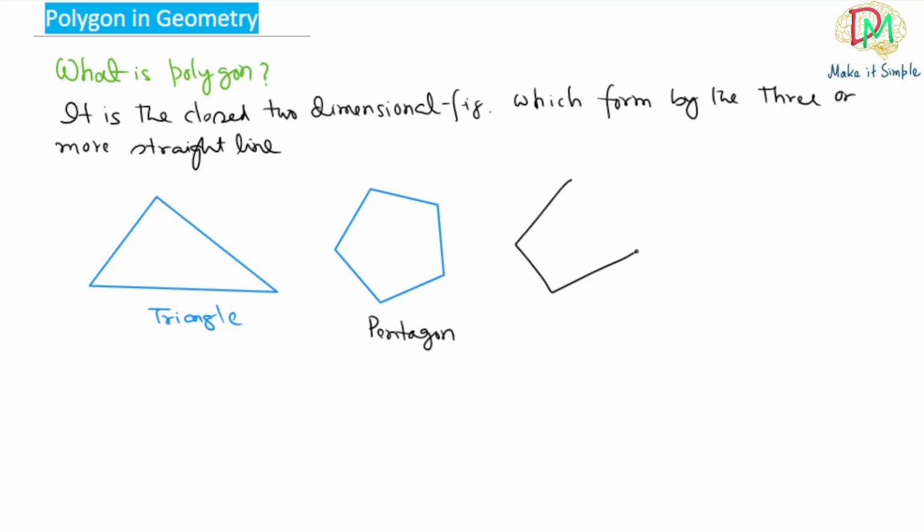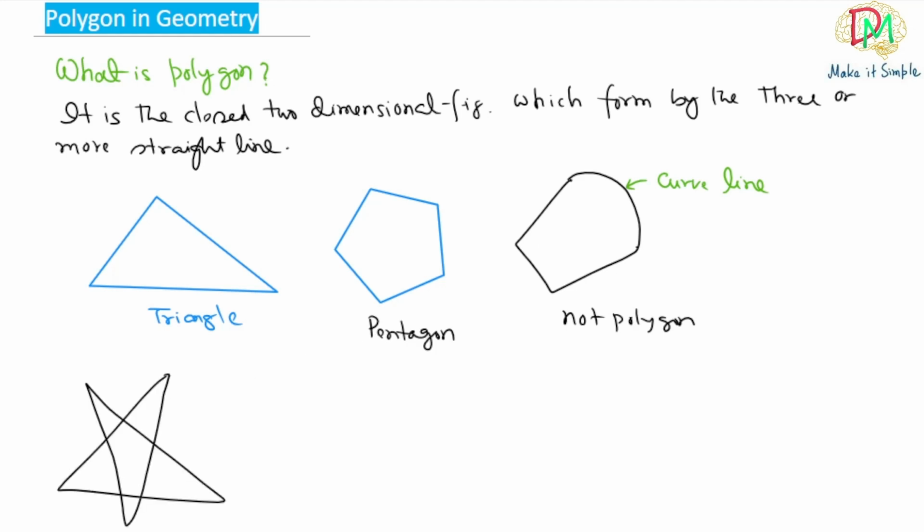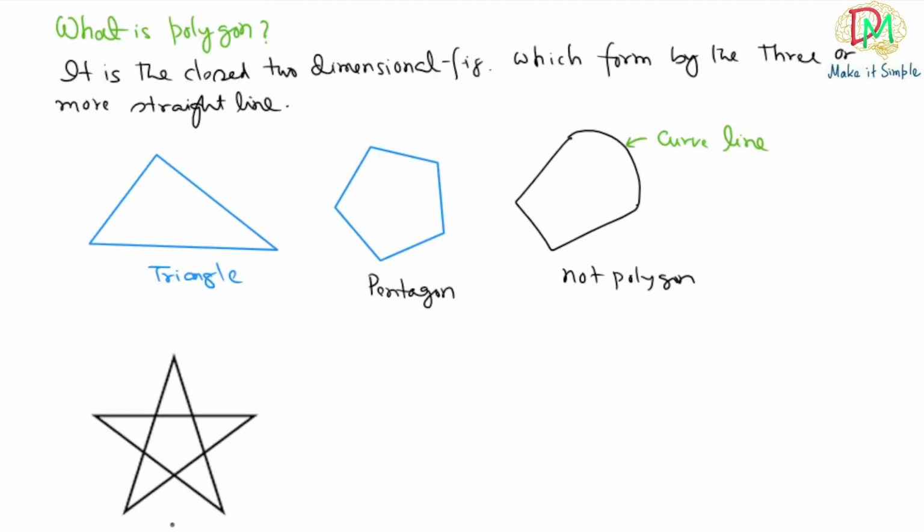Is it a polygon? Not a polygon. Why? Because one side has a curved line. So this is not a straight line, it is a curved line. Is it a polygon? Yes, this is a polygon.